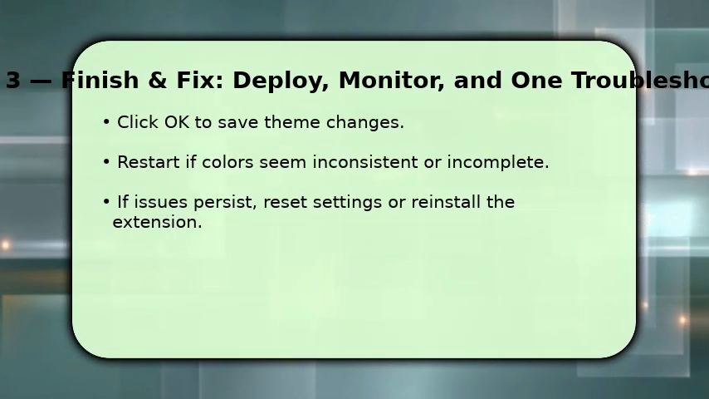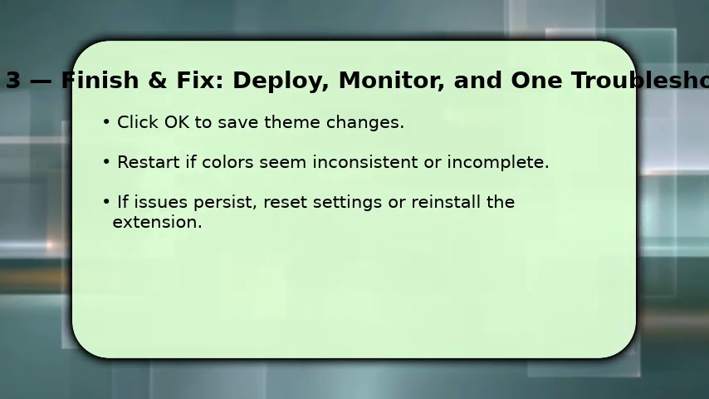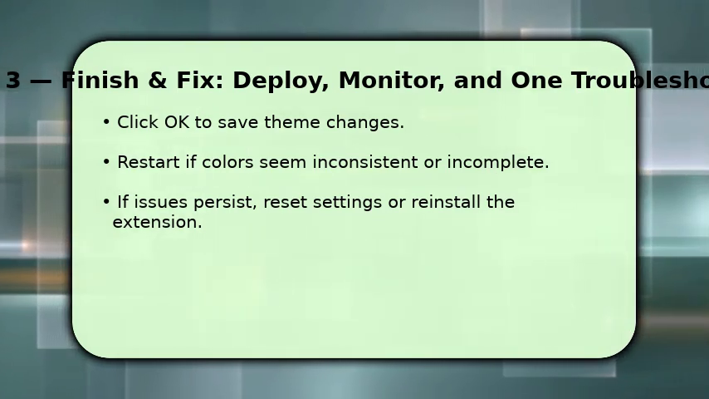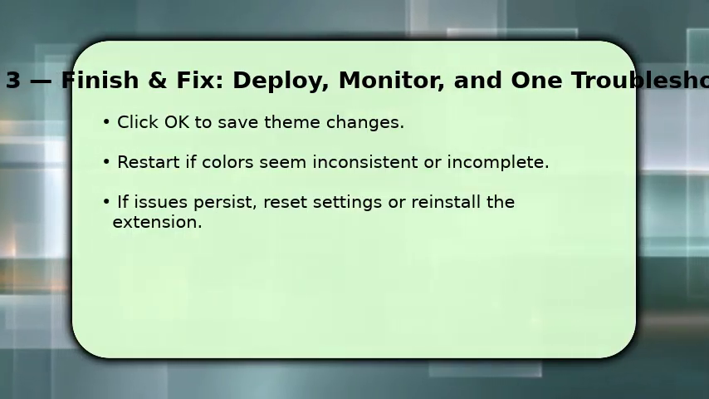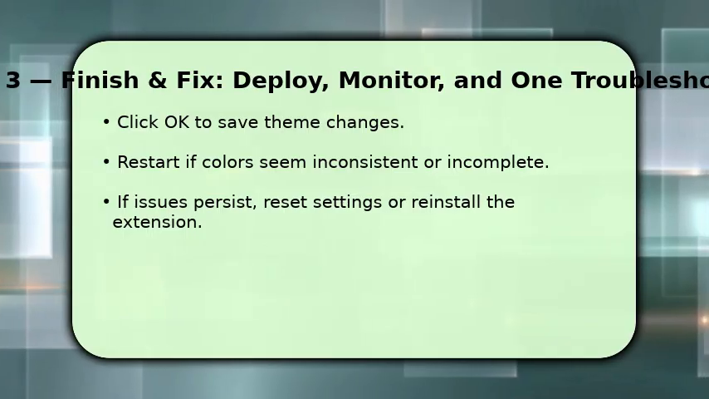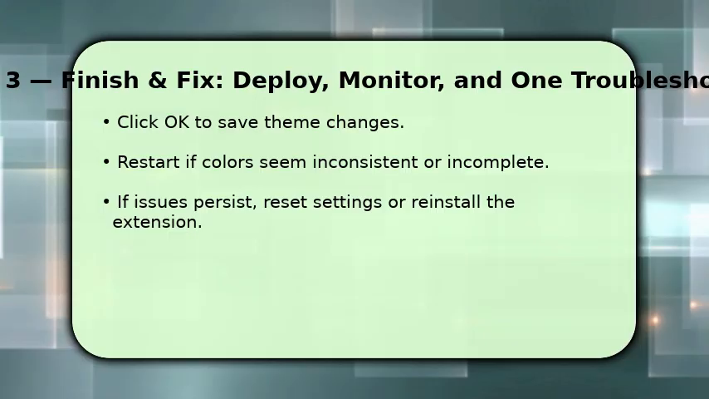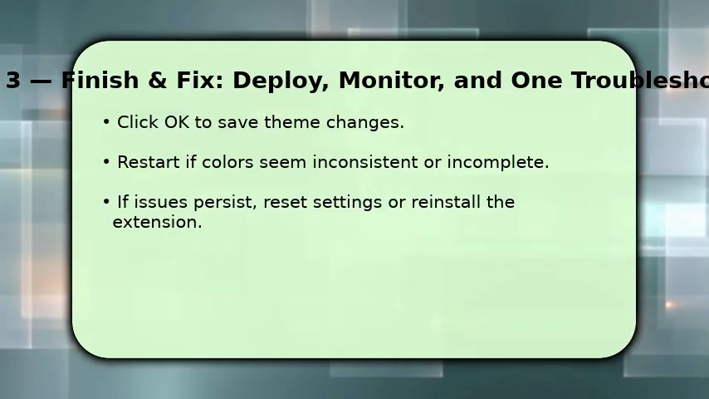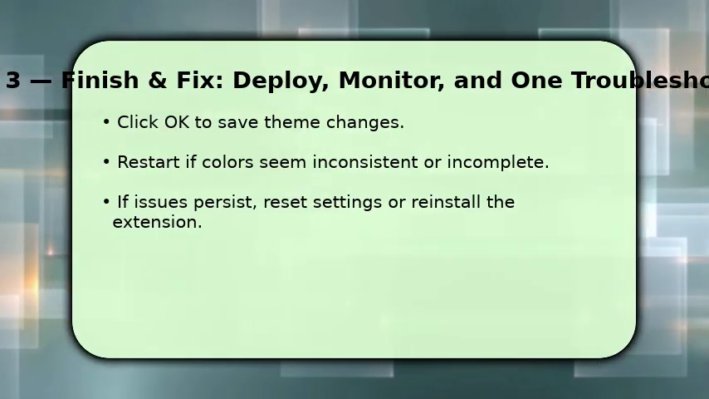Finish by clicking OK to save your theme choice, then inspect several code files and tool windows to confirm consistent colors. If some UI elements look off, restart Visual Studio. This often resolves incomplete theme application. If problems persist, open Tools, then Import and Export Settings to reset environment settings, or uninstall and reinstall the theme extension via Manage Extensions.